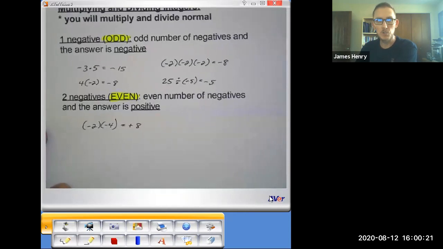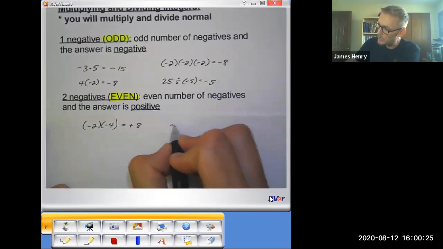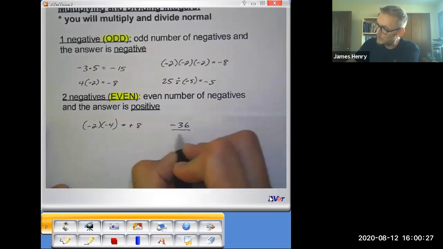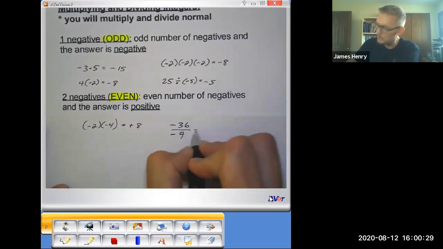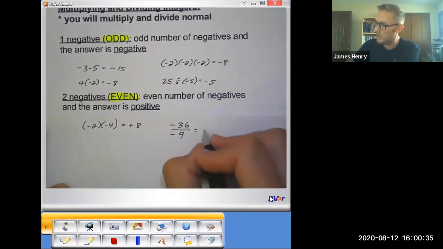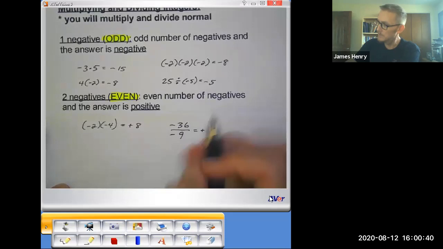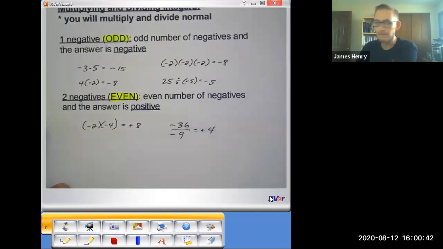If I do it with 2 negatives, and let's go ahead and show division with a fraction bar, negative 36 divided by negative 9. A fraction bar is the same for division. Well, this is division with 2 negatives, so it's going to be a positive. And 36 divided by 9 is going to give me 4.